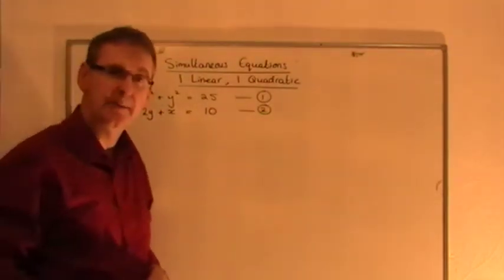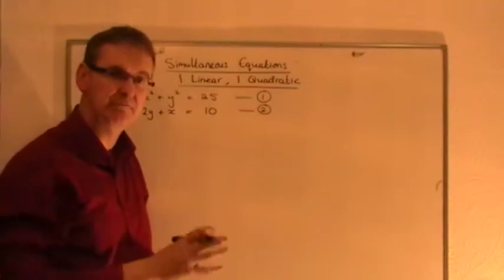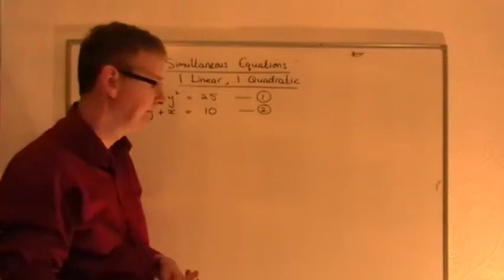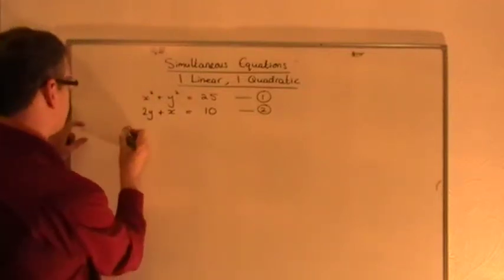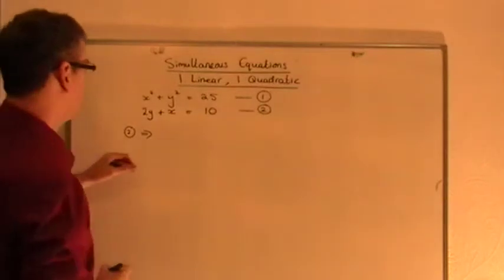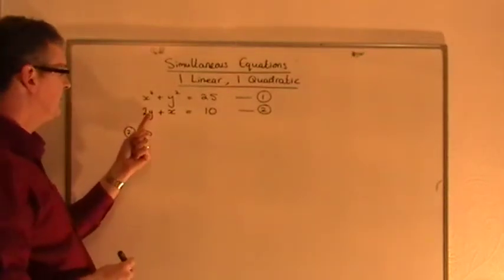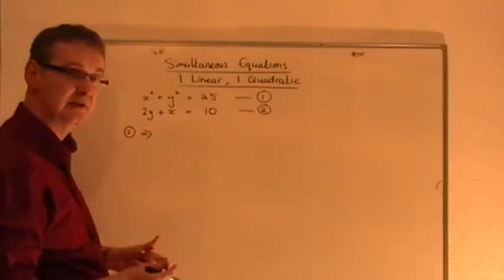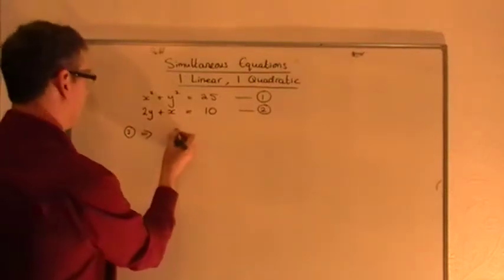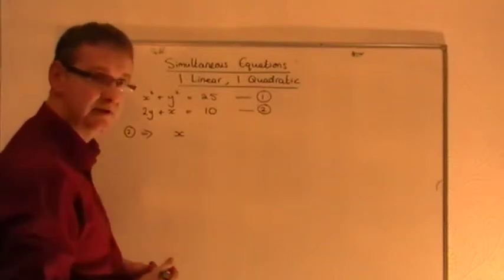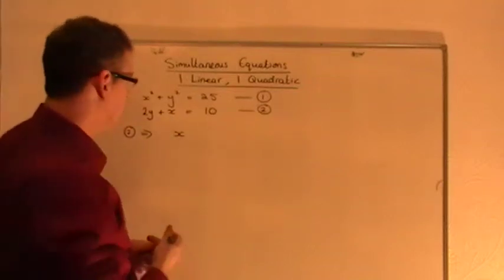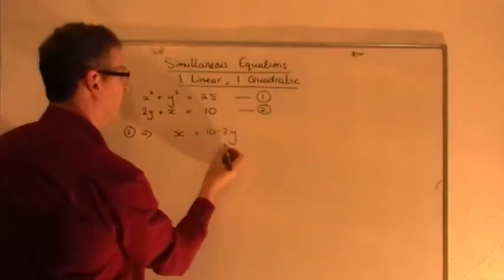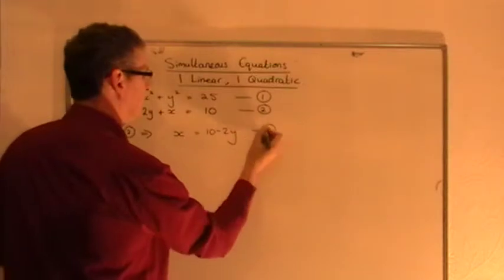The technique, if you remember, involves taking the linear equation and restructuring it to get either y or x as the subject of the formula. Well, here we go then. Equation 2 becomes the following. Because it's 2y and it's only plus 1x, it would be easier to get the plus 1x on its own. So I'm going to leave the plus x on the left on its own. That's going to be our new subject. And take the 2y over. So you get x equals 10 minus 2y. I'll call that equation 3.